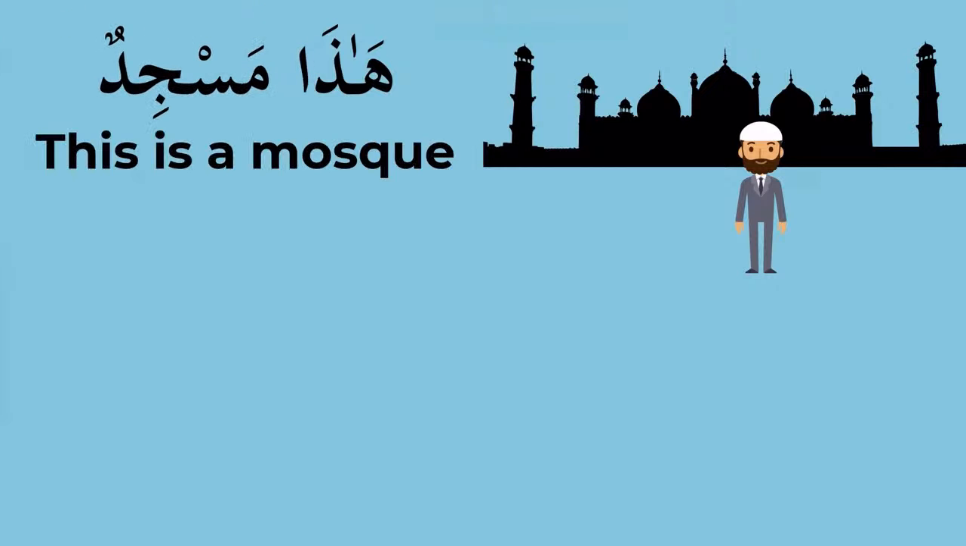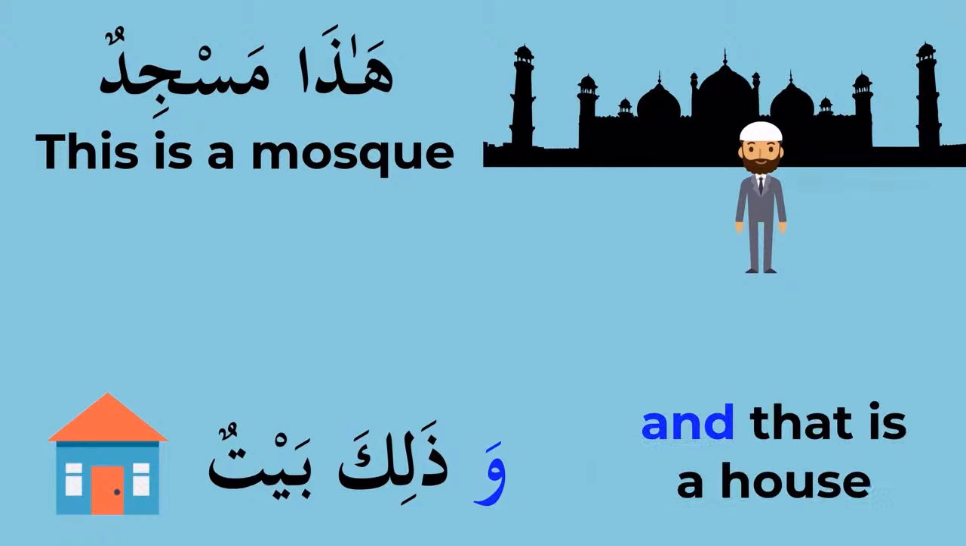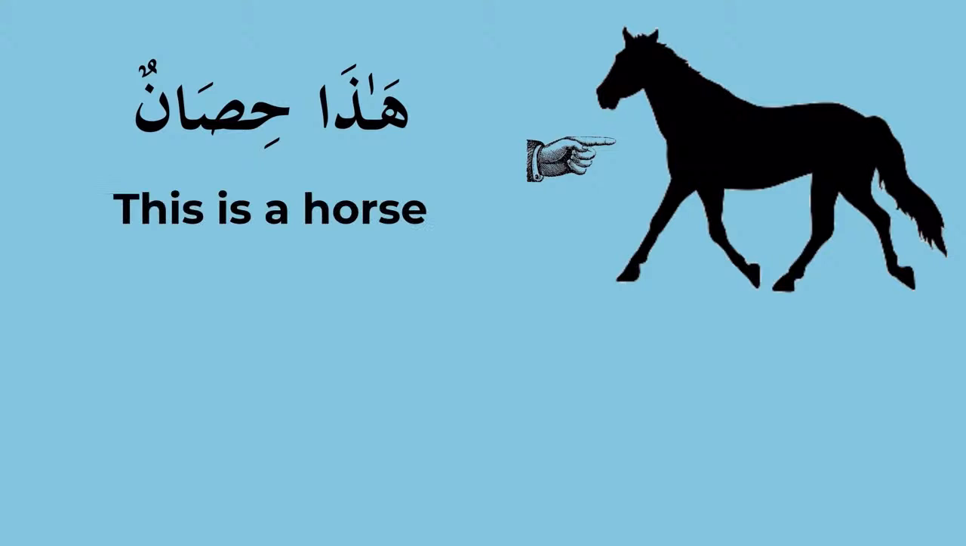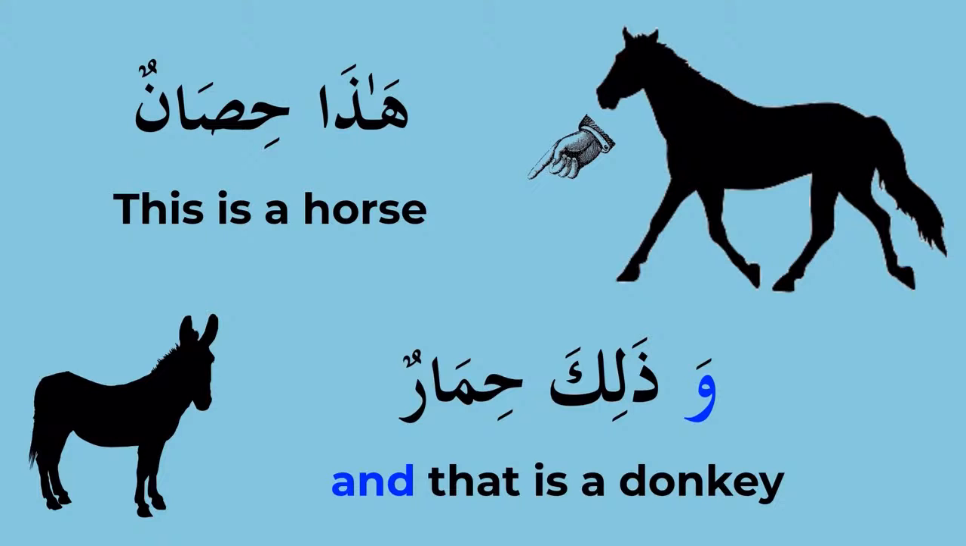Hadha masjidun, which is closer to us. Wadhalika. What is the meaning of wadhalika? And there is a house. Hadha hisanun. This is a horse. Wadhalika himarun. Are you with me, brother? Dhalika himarun.